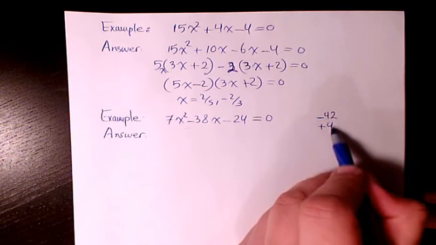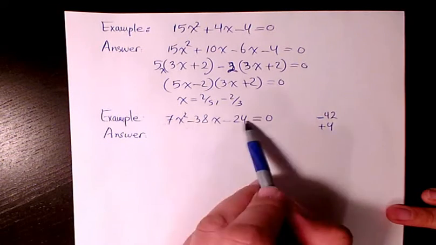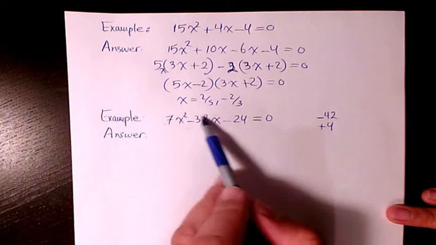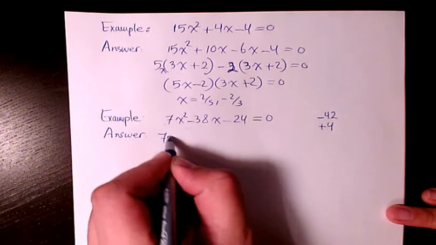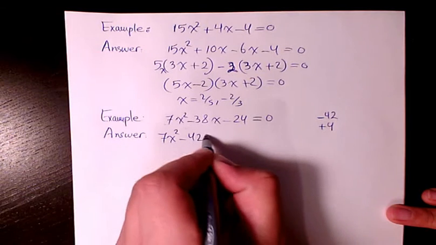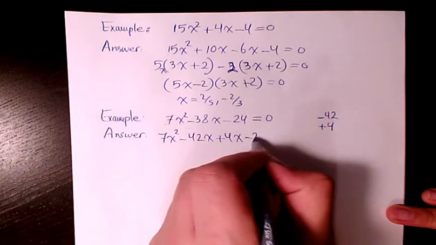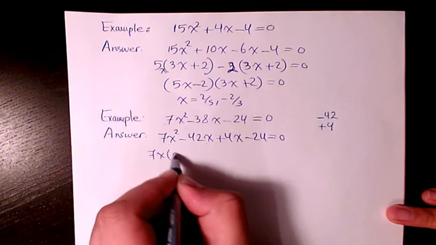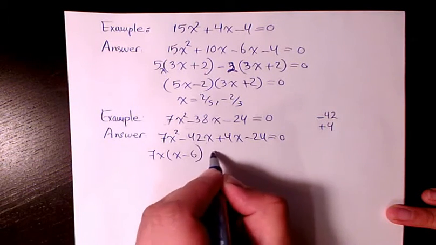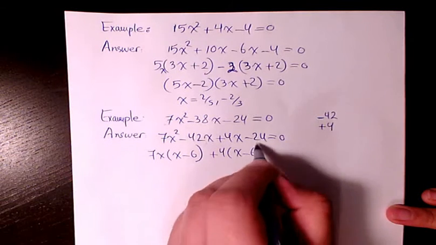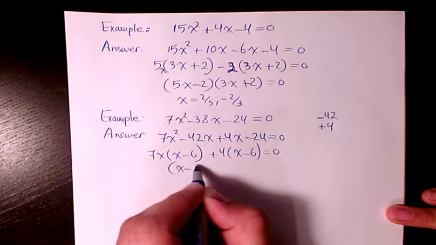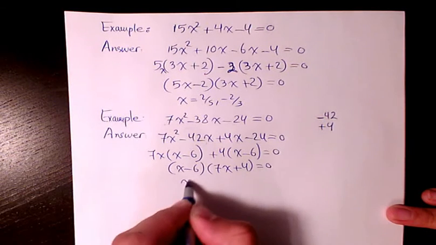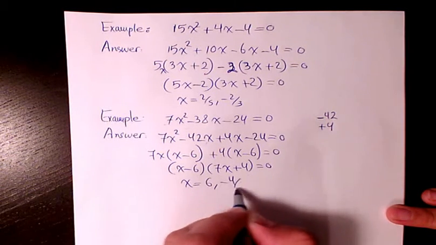When you multiply them, it's going to give you negative 168, which is 7 times negative 24, and when you add them, it's going to be negative 38. So we have 7x squared minus 42x plus 4x minus 24 equals 0. Then I factor here 7x, x minus 6, plus 4 times x minus 6 equals 0. So we have x minus 6 times 7x plus 4 equals 0. The two numbers are going to be 6 and negative 4 over 7.